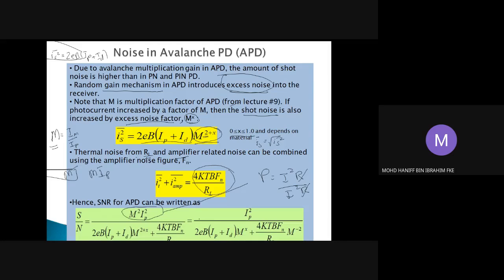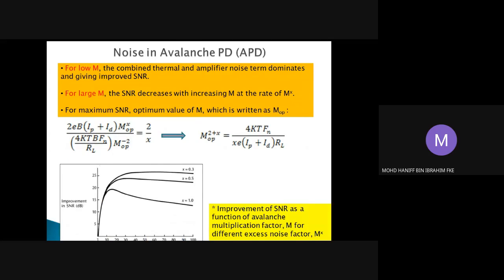This M, the multiplication factor. So we can simply use this equation also for the case of PN or PIN photodiode by replacing the value of M with 1. If we substitute M equals 1, the equation here will be similar to the signal to noise ratio for the PN and PIN photodiode that we have learned before. Hopefully you understand these issues clearly. So this will be the effect of M.